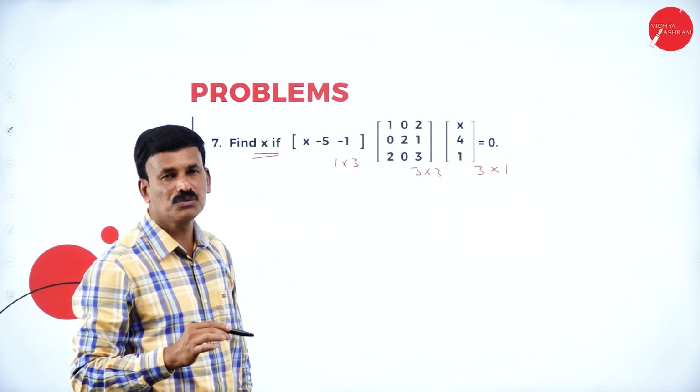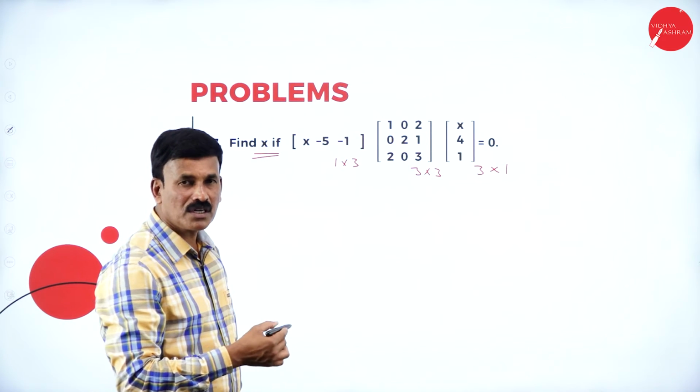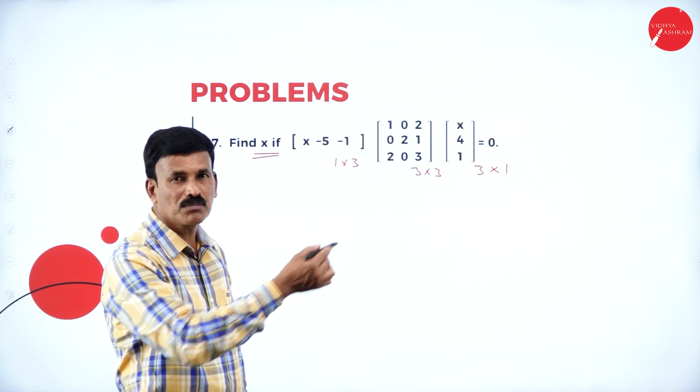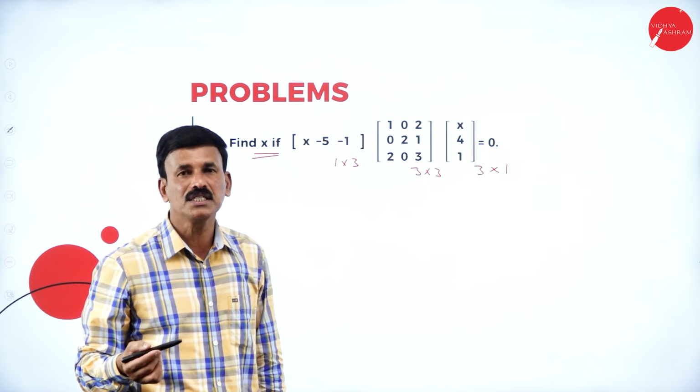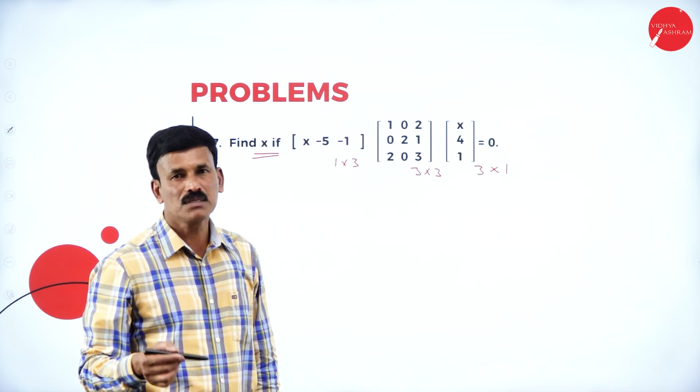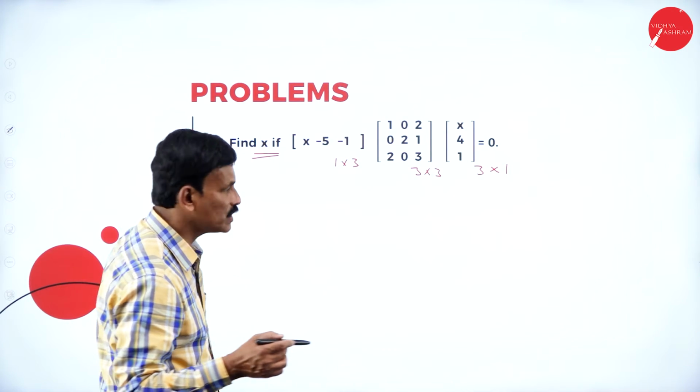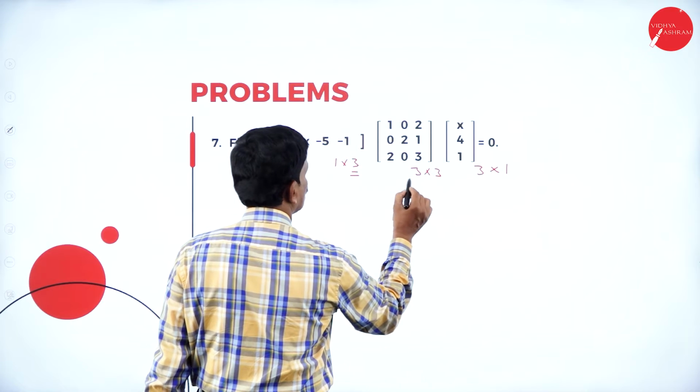Just multiply any 2 matrices, and whatever answer you get for that matrix, multiply with the remaining matrix and solve it. You will get either a quadratic equation, linear equation or a cubic equation. Simplify, you will get the value of X. Now, let us multiply these two. These two are equal.